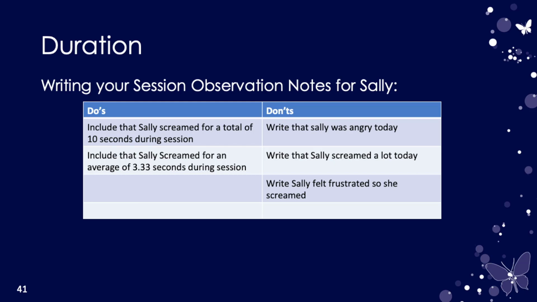2. Don't. Write that Sally was angry today. Write that Sally screamed a lot today. Write Sally felt frustrated, so she screamed. These notes include subjective views on the way Sally was feeling. Remember, we only want to report on objective behaviors. This is what the session notes should look like.